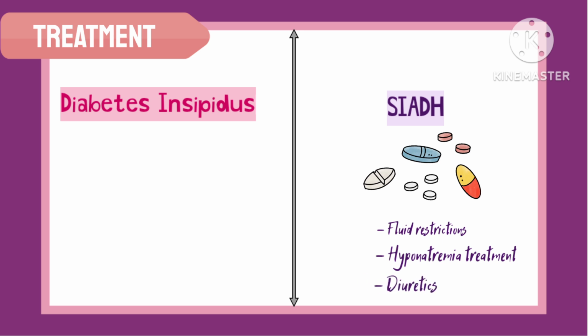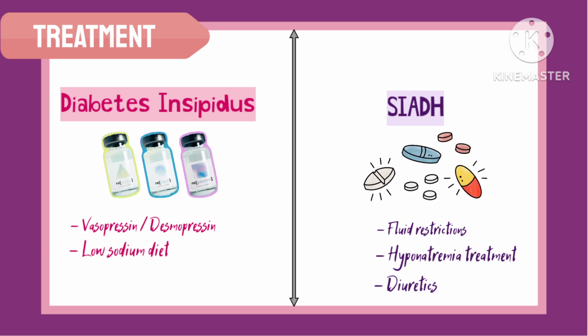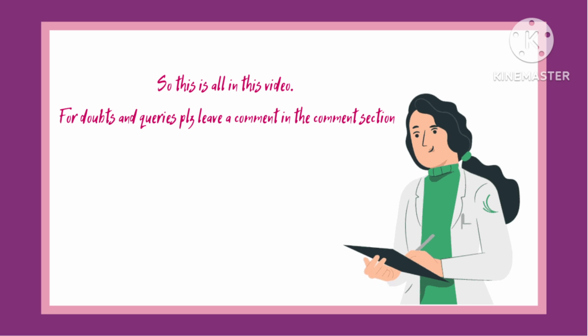Diuretics are also prescribed to eliminate excess fluid. In diabetes insipidus, the patient may be prescribed medications like vasopressin or desmopressin, which act like an antidiuretic hormone. A low sodium diet is advised and the patient is advised to stay hydrated. So this is all in SIADH versus diabetes insipidus.